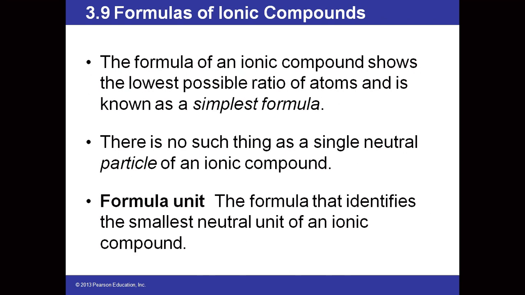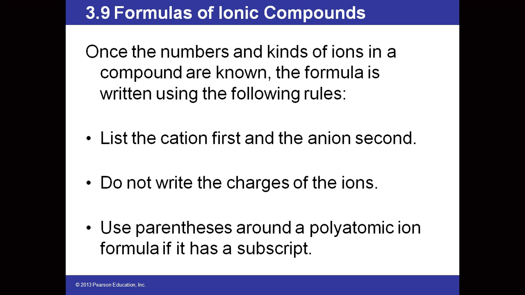Now, the formula of an ionic compound shows the lowest possible ratio of atoms and is known as a simplest formula. There's no such thing as a single neutral particle of an ionic compound, and a formula unit identifies the smallest neutral unit of an ionic compound. Once the number and kinds of ions in a compound are known, the formula can be written using a list of rules. This list first includes naming the cation first and the anion second, which I mentioned earlier. You do not write the charges of the ions, and then you use parentheses around the polyatomic ion formula if it has a subscript. And that helps with understanding how to interpret what they look like.